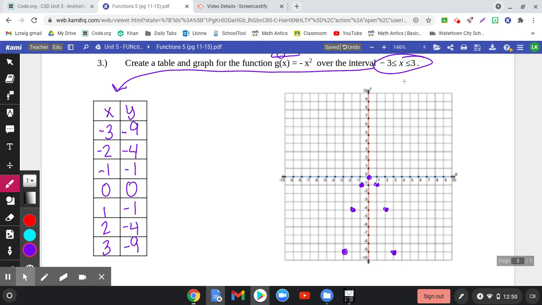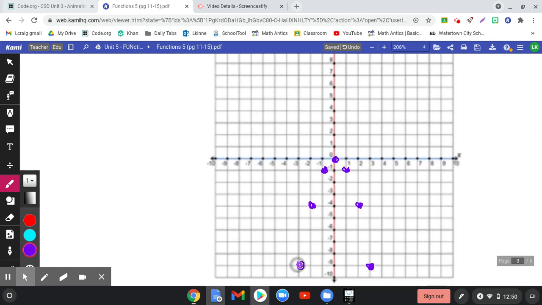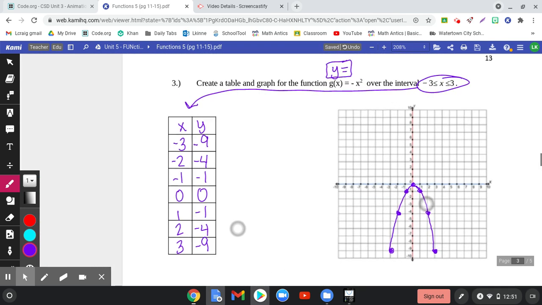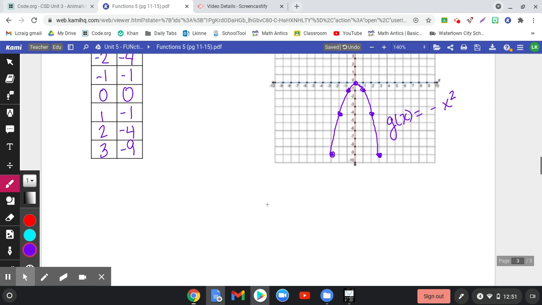All right, and it wanted us just to go from there to there, so we have closed circles, and we're going to just connect the dots. And again, if you use 2 fingers and zoom in, you can draw your function here. It doesn't have to be perfect. And then when you zoom out, you're good to go. Need one more thing on there, and that's its name. G of x equals -x squared. Okay? And that's it for graphing.